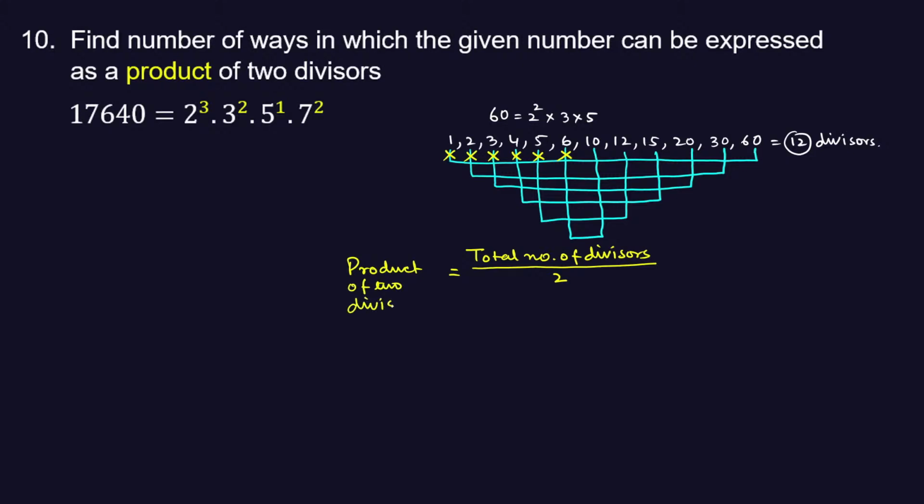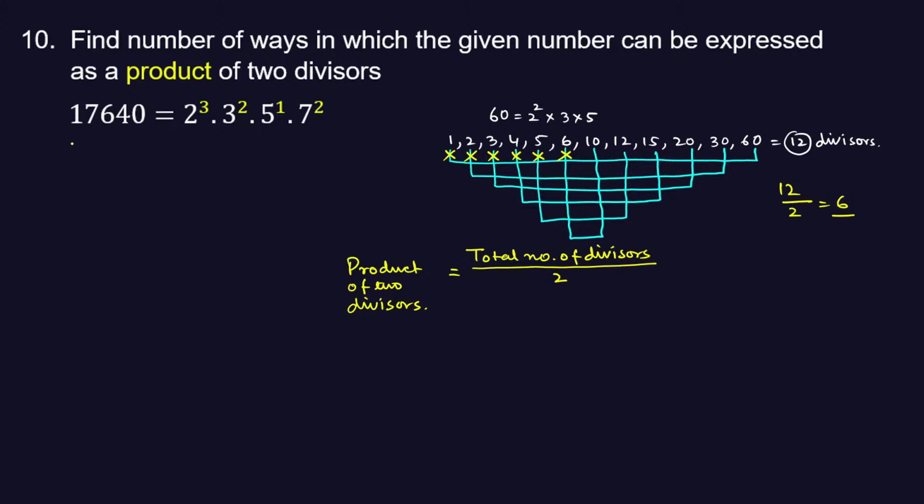Yes or no? Product of two divisors. In this case, the total divisors was 12. So the total number of ways in which this can be expressed as a product of two divisors is divided by 2. That is 6. And that's exactly what we got here. Is it clear? So now we can apply the same thing in our problem.